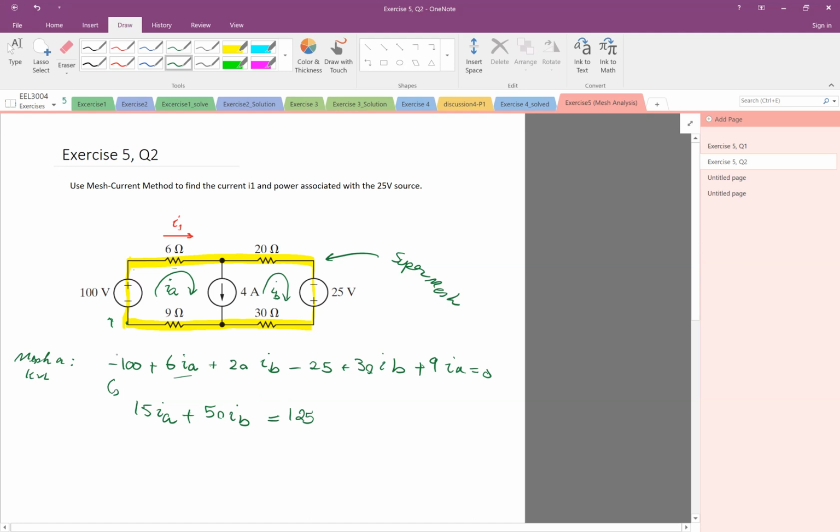But also, because of the current source here that we basically bypassed, I can write the equation here. It's a current source, so somehow it combines IA and IB. You look at the direction of the current source going down. IA is going down, so it becomes IA minus IB. So IA minus IB is equal to 4. This is because of the current source.